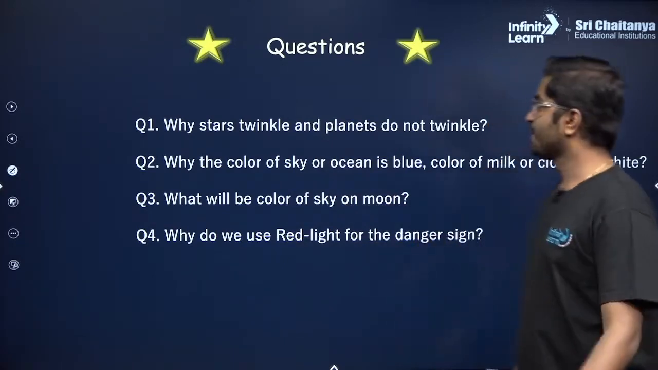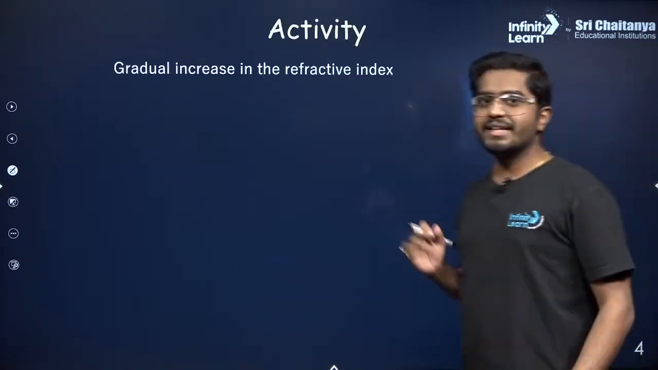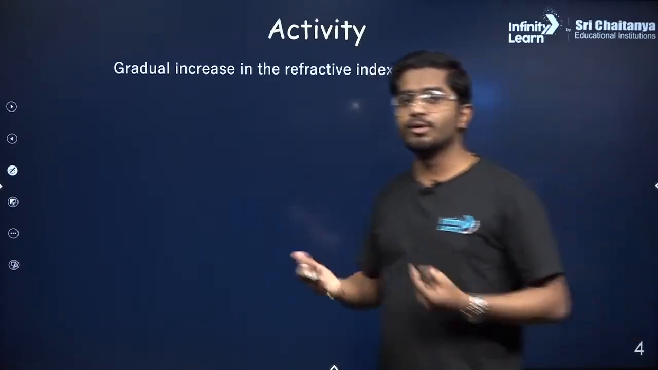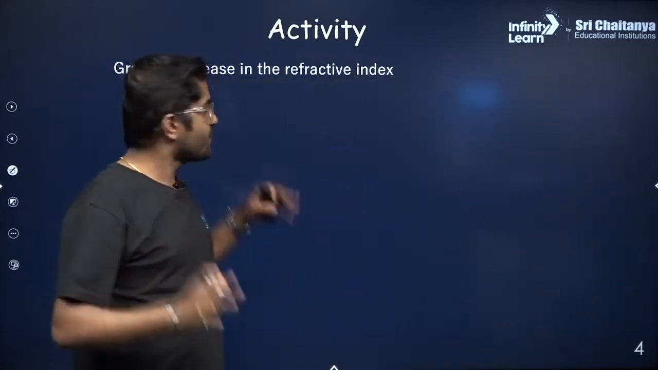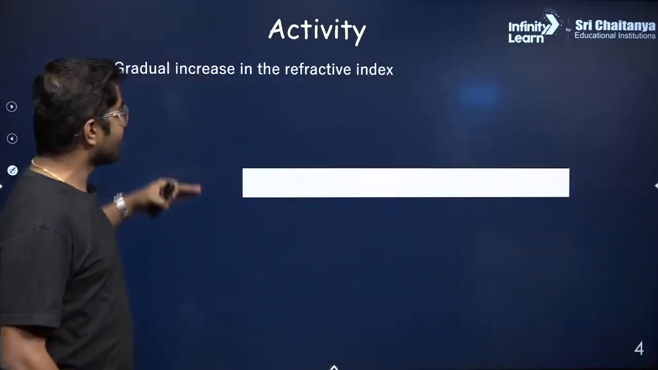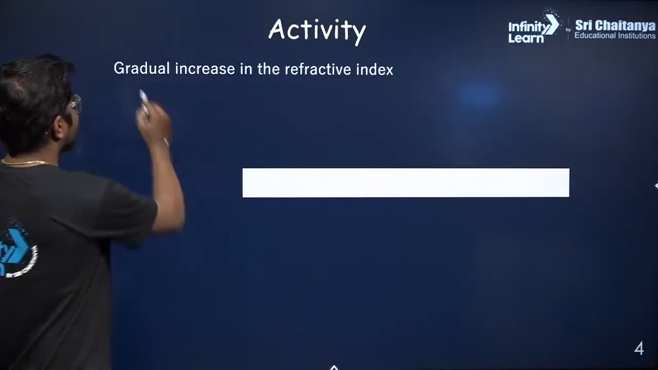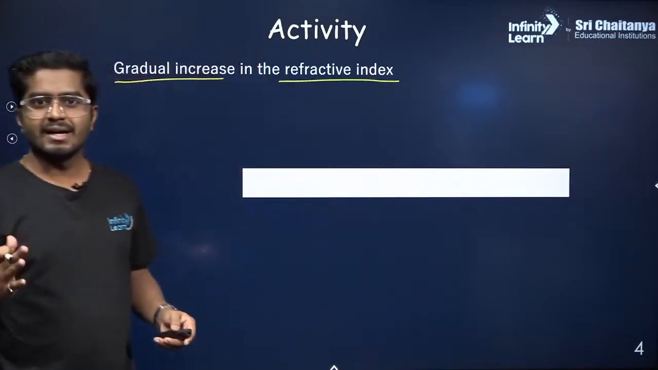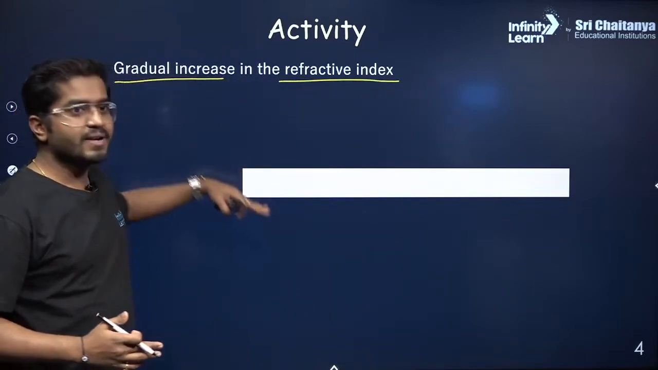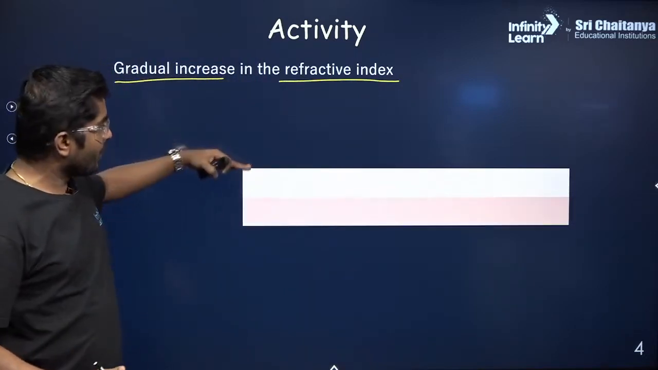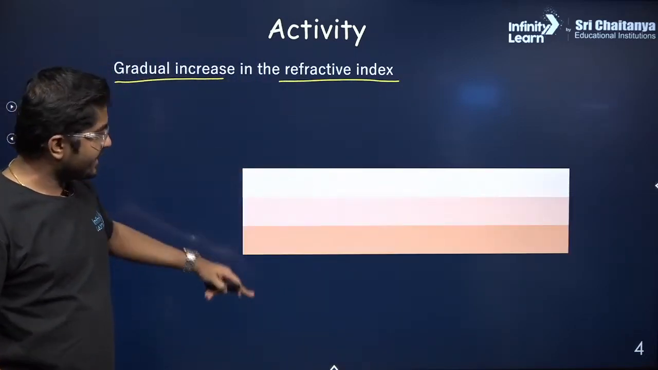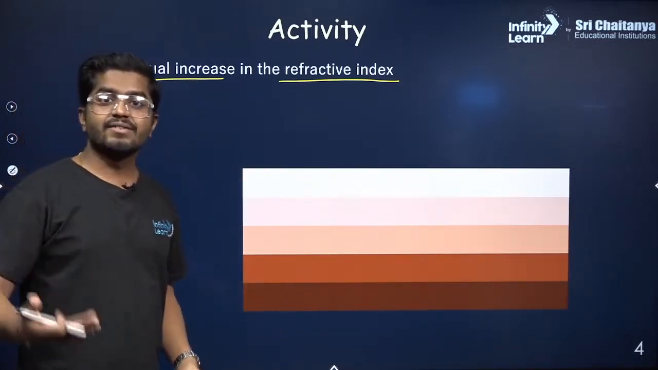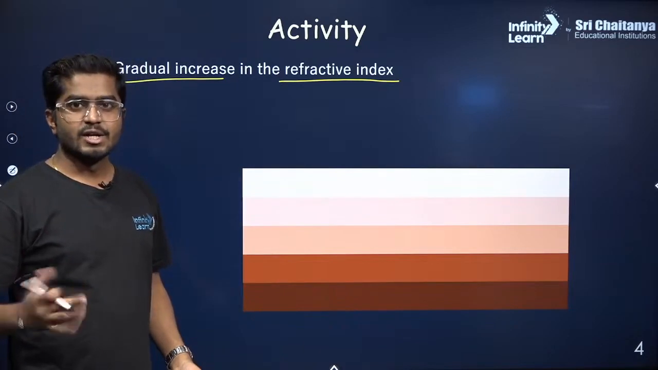Alright, let's begin. So एक activity करते हैं. This is like a mental activity. This is not the experiment, but we'll do this, and I have prepared specially for you guys. So what is this activity? You see, there is a gradual increase in the refractive index. We have learned refractive index. So these are the different layers. Layer 1, layer 2, layer 3, layer 4, layer 5. And as you go down, the refractive index will keep on increasing. So I'll give you one example.